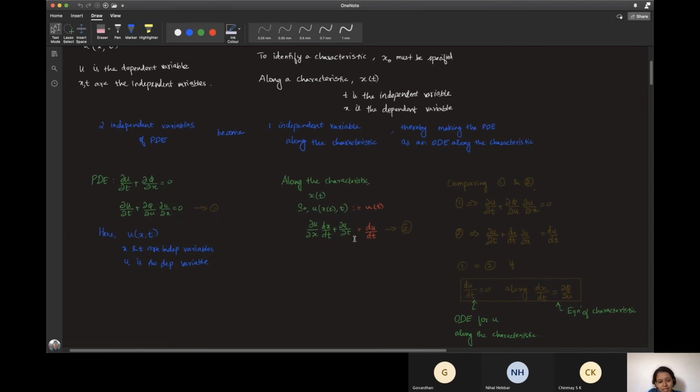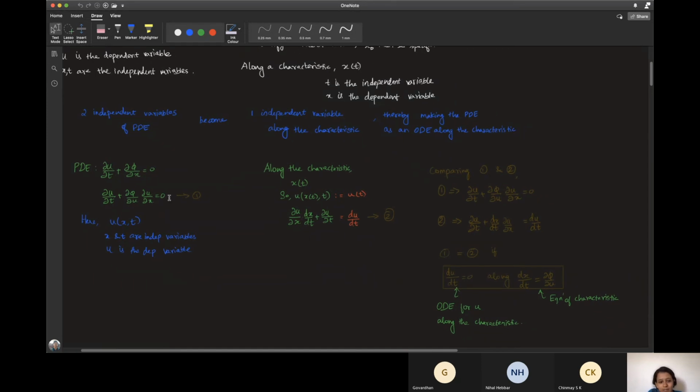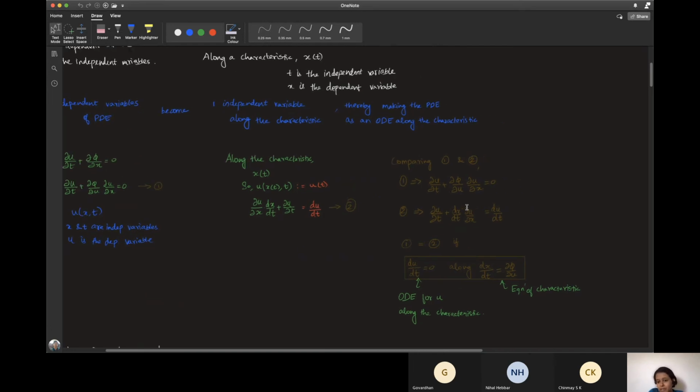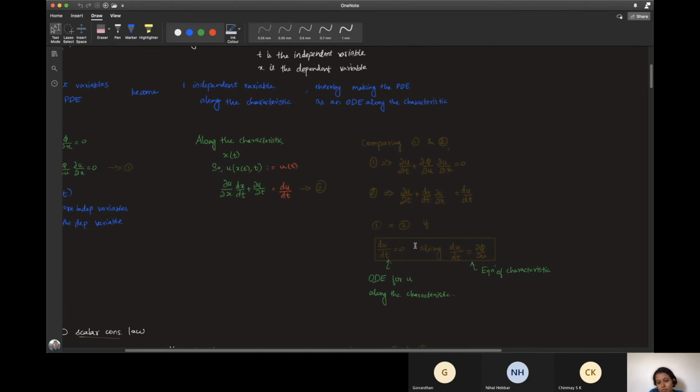So equations 1 and 2 are exactly the same except for two things: dou phi by dou u and dx by dt. Here we have equals 0 on the right-hand side, and we have equals du by dt on the right-hand side. So comparing 1 and 2, 1 will be equal to 2 if du by dt equals 0 along dx by dt equals dou phi by dou u.